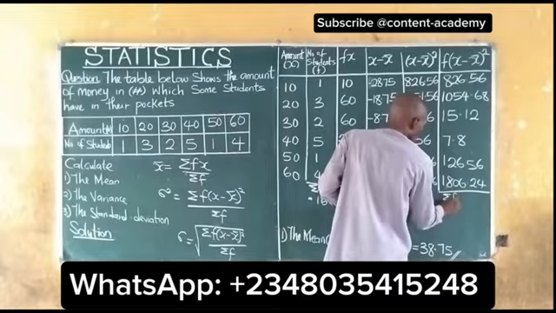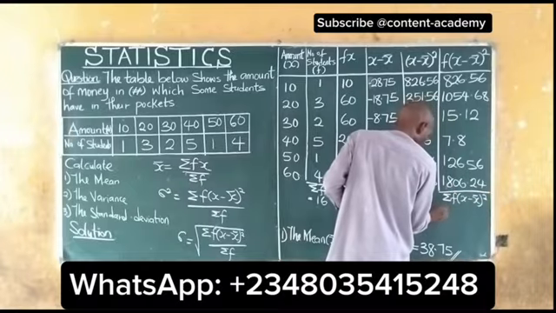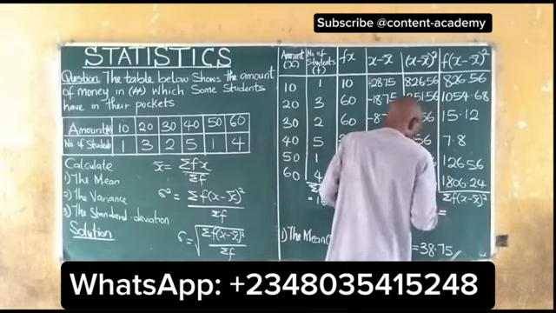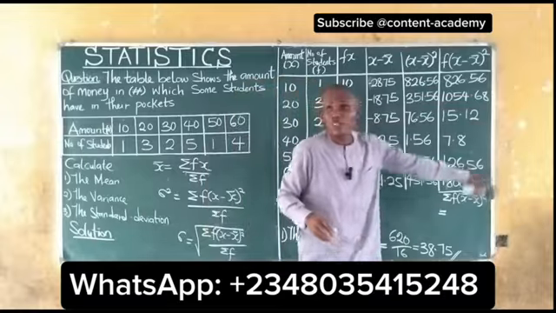So we have summation of f of x minus x bar all squared to be equal to. Now we have to sum the whole of this.